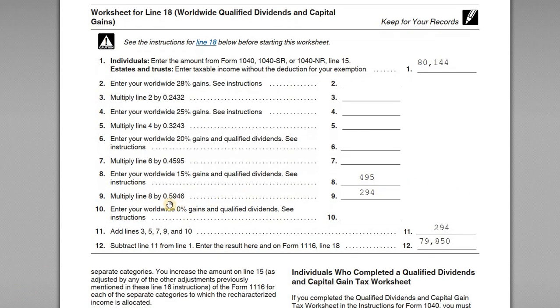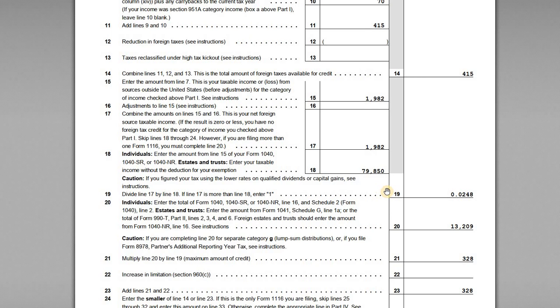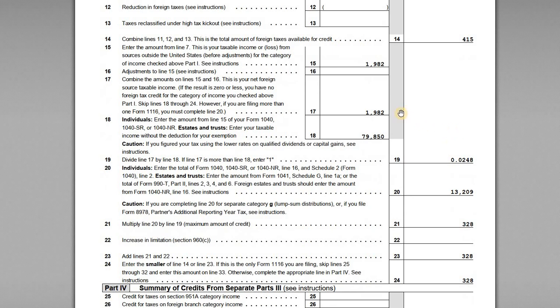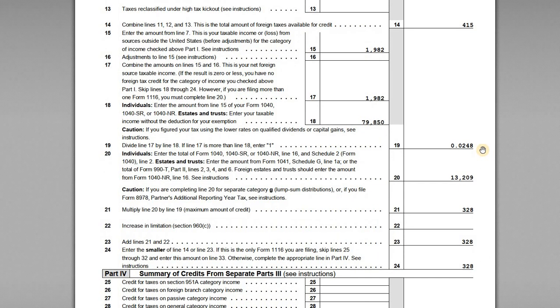So we're using this row item there, multiply line 8 by 0.5946, which is 294. So 80,144 minus 294 gives us an adjusted taxable income that we're going to enter on line 18 of 79,850. That's why 79,850 is entered there and not the taxable income from line 15 of page 1 of our 1040. All right, so now we're trying to figure out the relative percentage of our foreign source taxable income compared to our overall taxable income, and that's what's on line 19. So divide the two together, you get 0.0248.